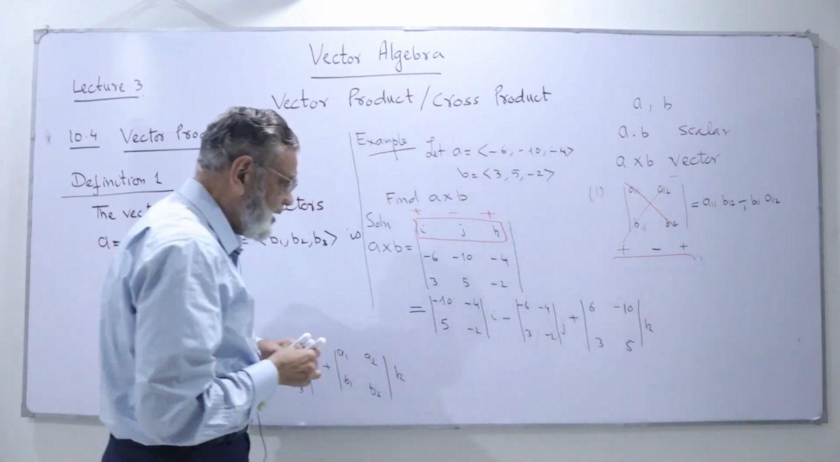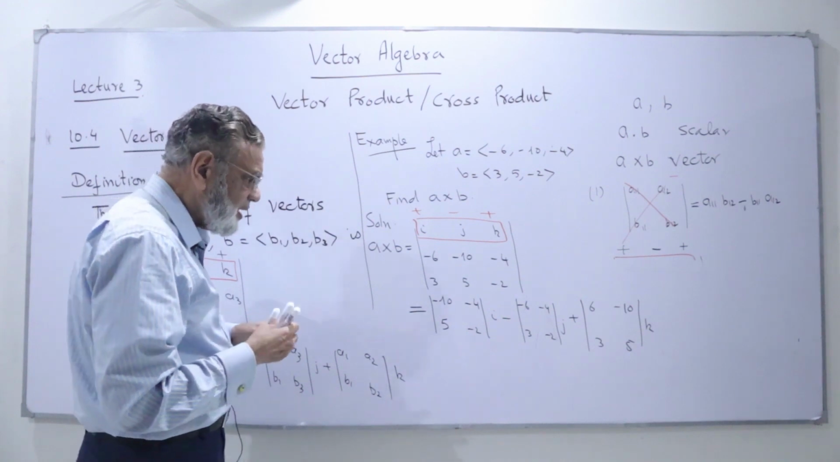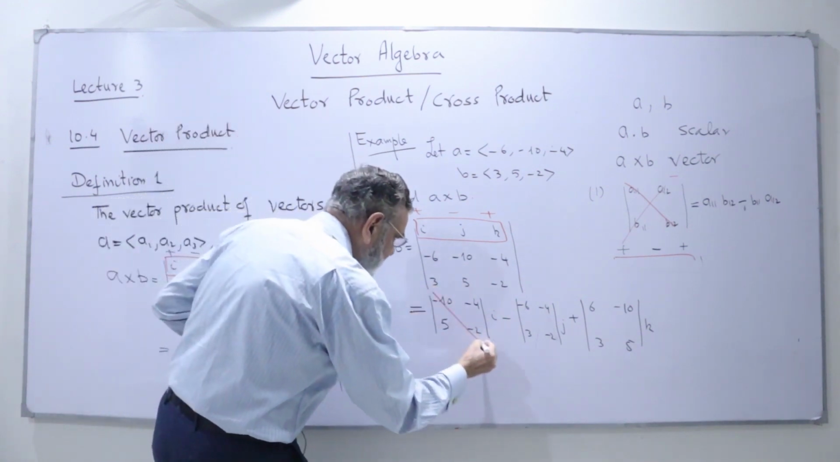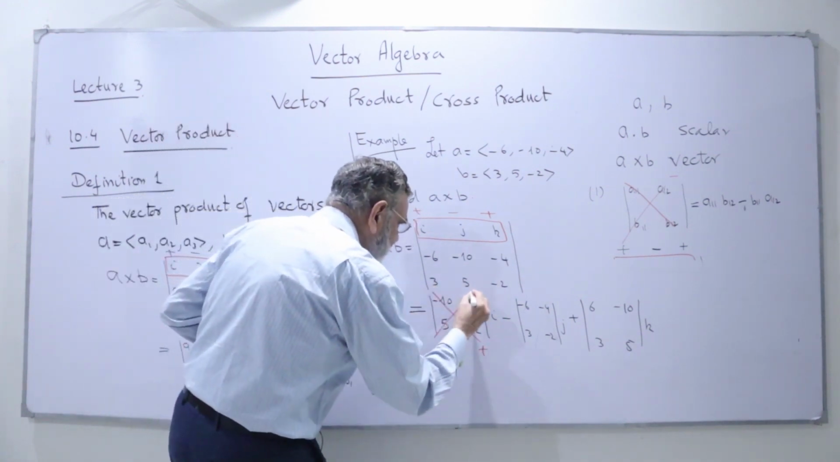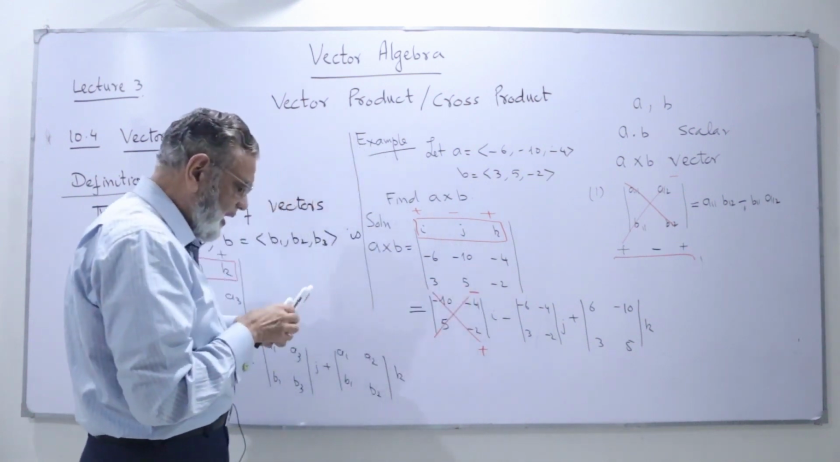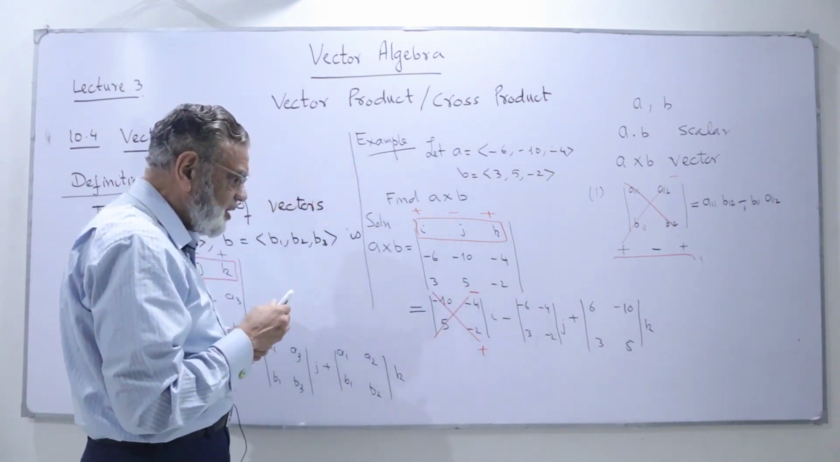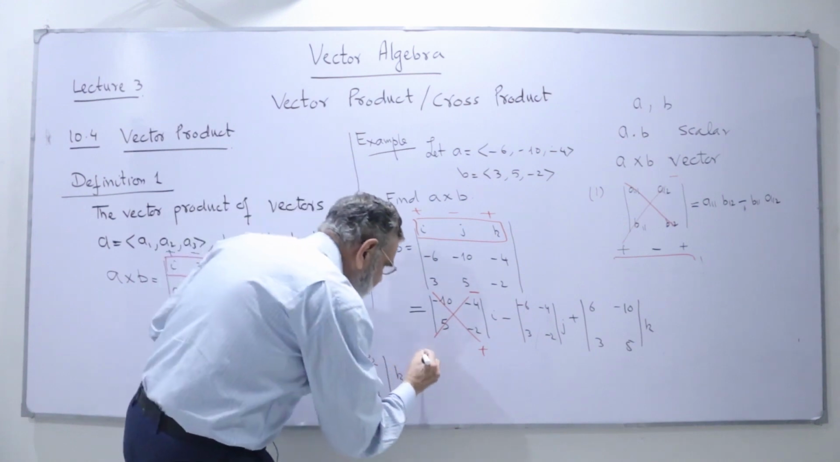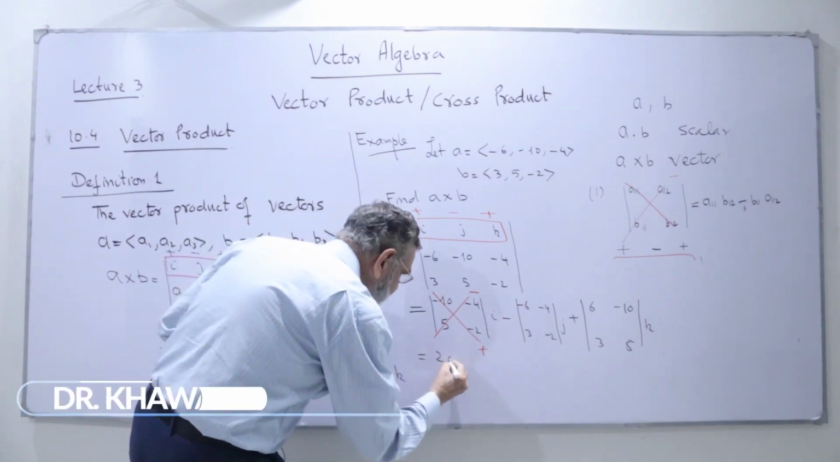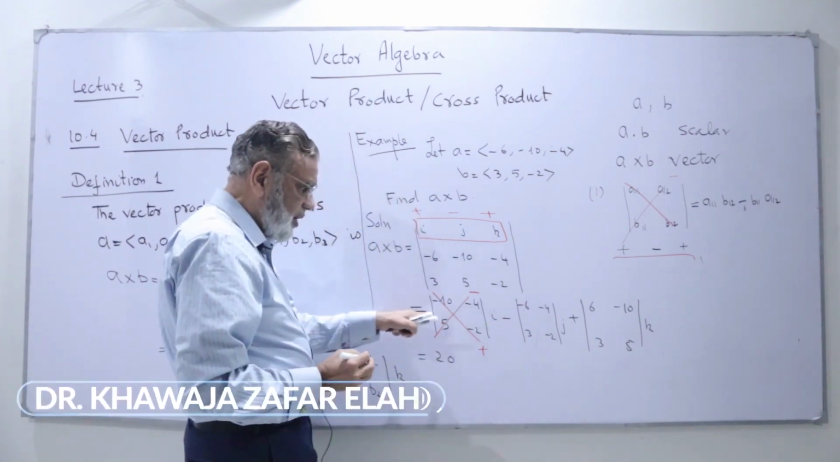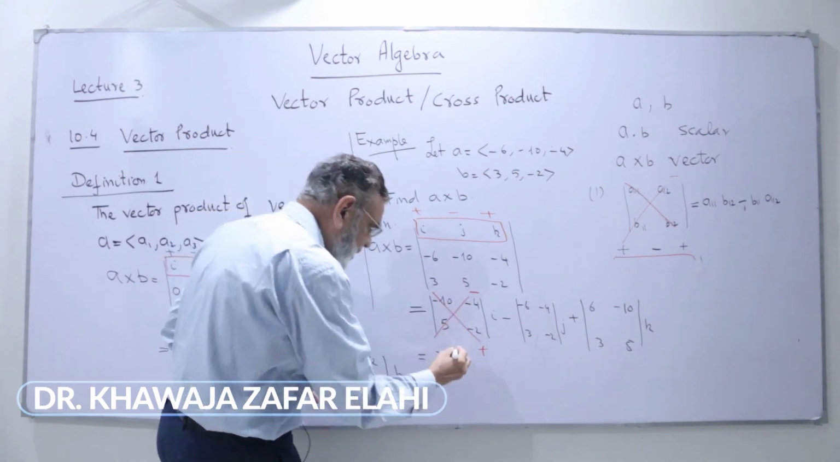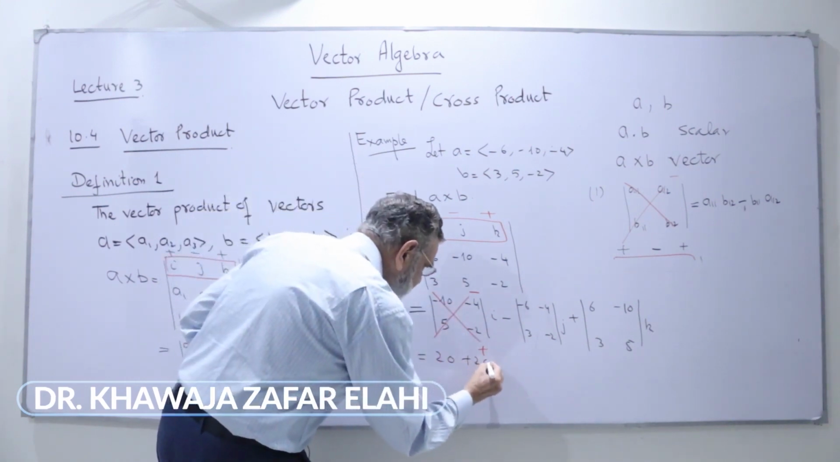Now, as I discussed, this is a 2 by 2 determinant. We multiply this one with a plus sign and this one with a minus sign. So the result of this one is -10 times -2, which gives me 20. Then we have -4 times 5, which is -20, and with the minus it becomes plus 20.